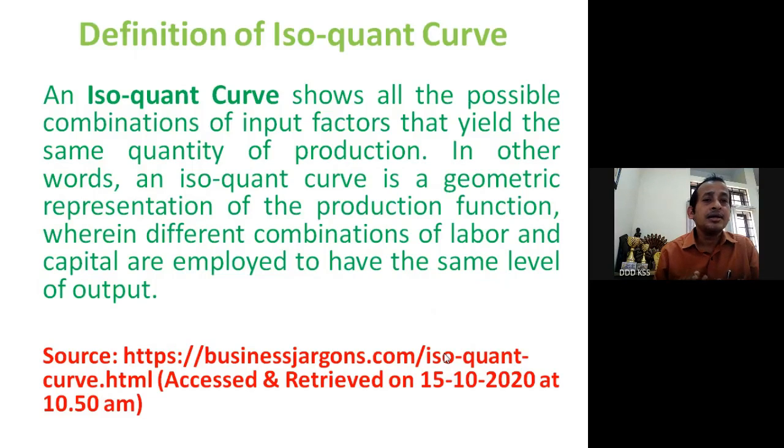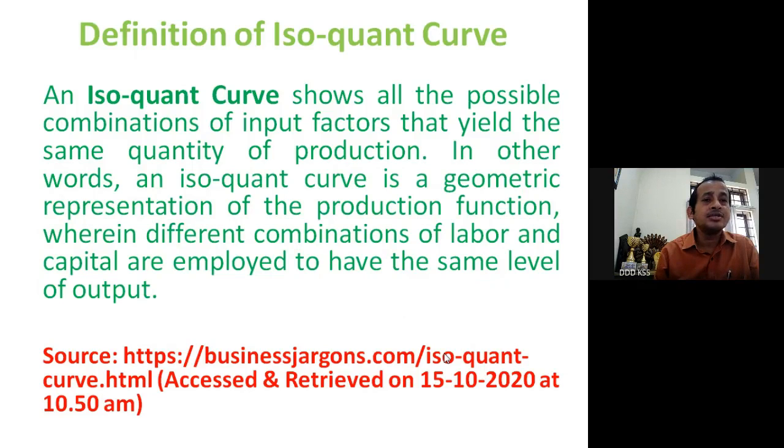Meaning there will be a combination of factors. We will consider two factors, that is labor and capital. With this combination of labor and capital, we will get the same output.